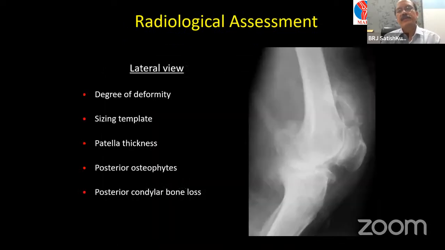So in the lateral view, we can see how much is the posterior osteophyte of the distal femur. In this patient, can you see a lot of posterior osteophyte in the distal femur and the proximal tibia. So in this patient, the correction of the flexion deformity will be easy because the moment you remove all these posterior osteophytes, the tethering effect on the posterior capsule is less, and you will get correction easily.